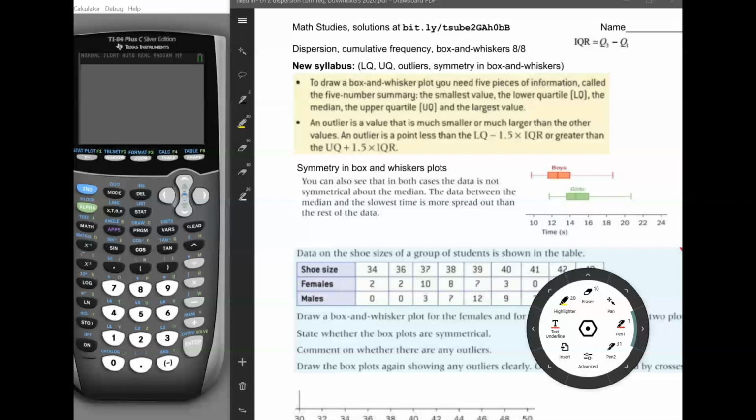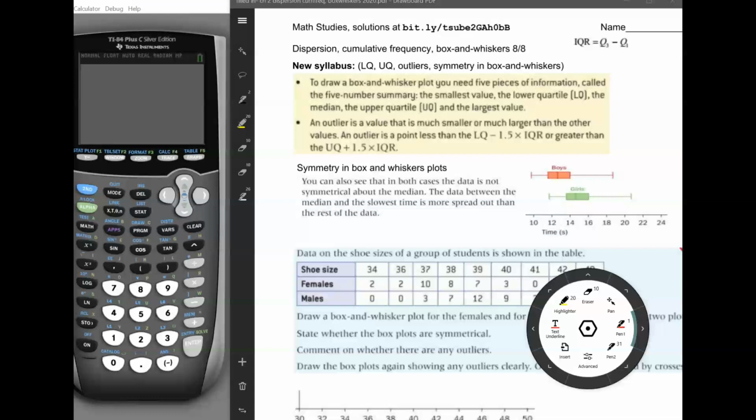Okay, this is the video for page 8, dispersion. This is an additional page because in the new syllabus there are some additional terminology and concepts that you should know about. So, first of all, let's read this top part.